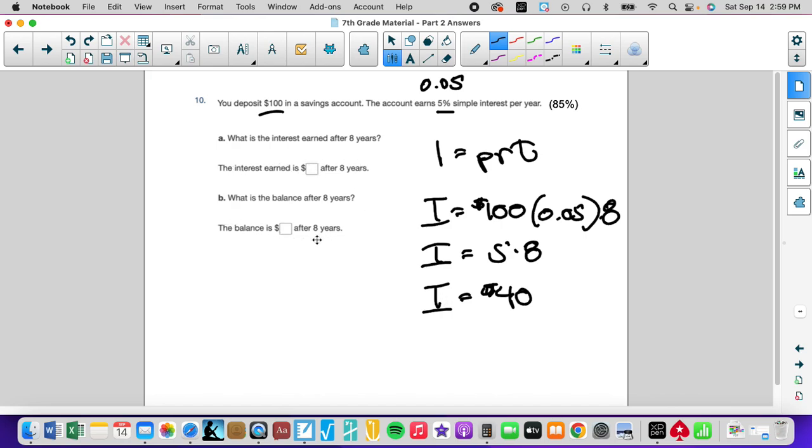And then the balance is going to be... The balance is going to equal the principal plus the interest. So the principal was $100 plus the interest, which is 40. So I have a total of $140 after 8 years.